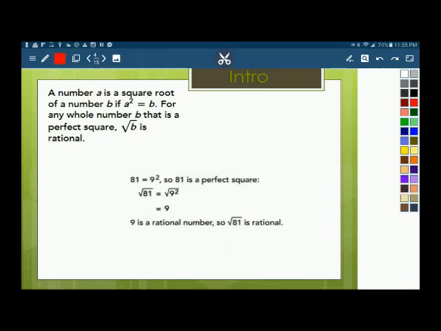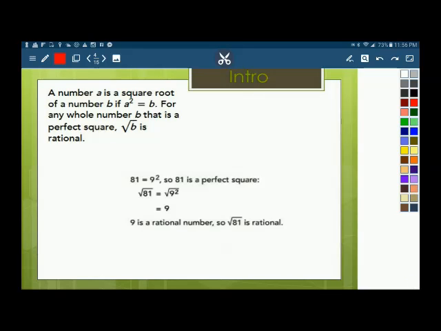Okay, so to continue this introductory to the first example is just more concrete proof of what is happening with the square root symbol. It says a number is a square root of a number if a number a, b, if a squared equals b. So for any whole number that is a perfect square, square root of b is rational.